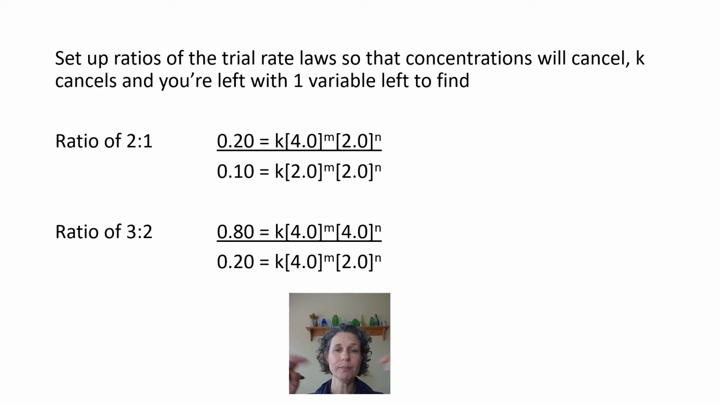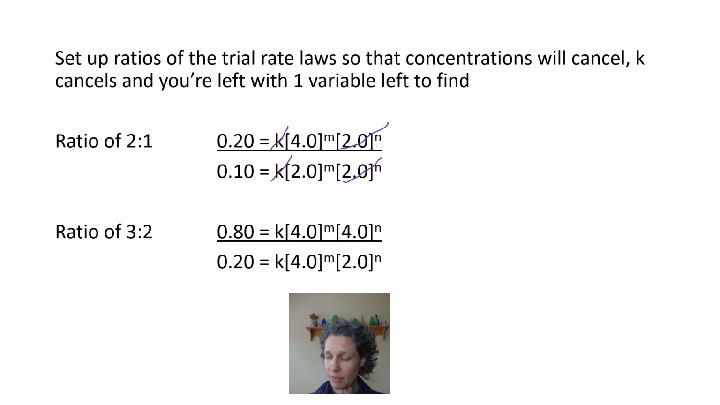Okay, so here are the ratios that I chose to set up. You want to set up the ratios so that the concentrations will cancel, K will cancel, and then you're left with this one variable to find. So in this first ratio of trial 2 to trial 1, I always put the bigger one on top because it makes the math a lot easier. Then you have certain things that will cancel out. The K cancels, and then this 2 cancels, so I get rid of that. I'm left with 0.2 over 0.1 equals 4 to the m over 2 to the m.